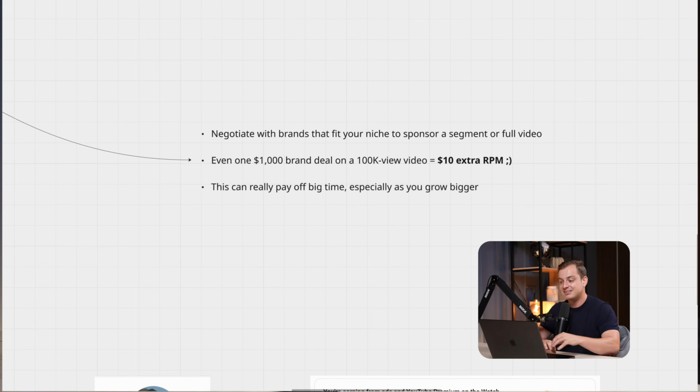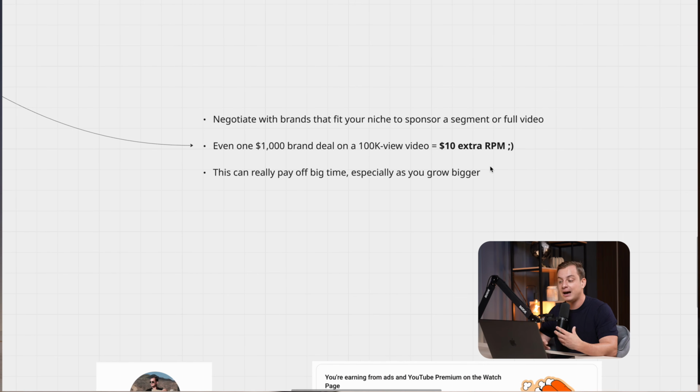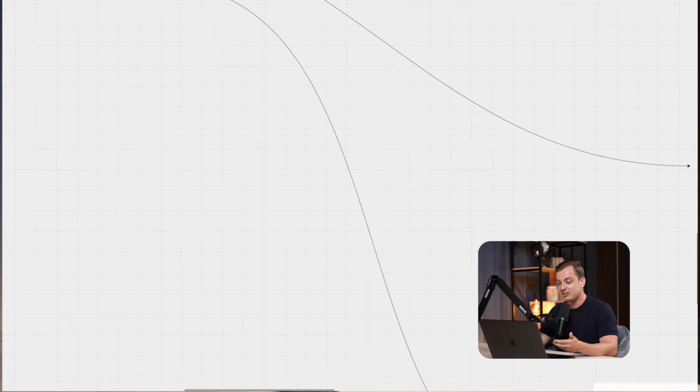There's a difference between CPM and RPM that we've discussed earlier. CPM is the cost per mille, how much advertisers pay. And in this case, the advertiser, the sponsor deal, goes directly to you. So the CPM is equivalent to the RPM because there is no RPM, because they go directly to you. There's no middleman, in this case YouTube. This is a big difference, and this can really pay off big time, especially as you grow bigger. You can expect CPMs of $10, $20, and sometimes even $30. And this is how most of the high quality brand channels that you watch on YouTube actually make their money.